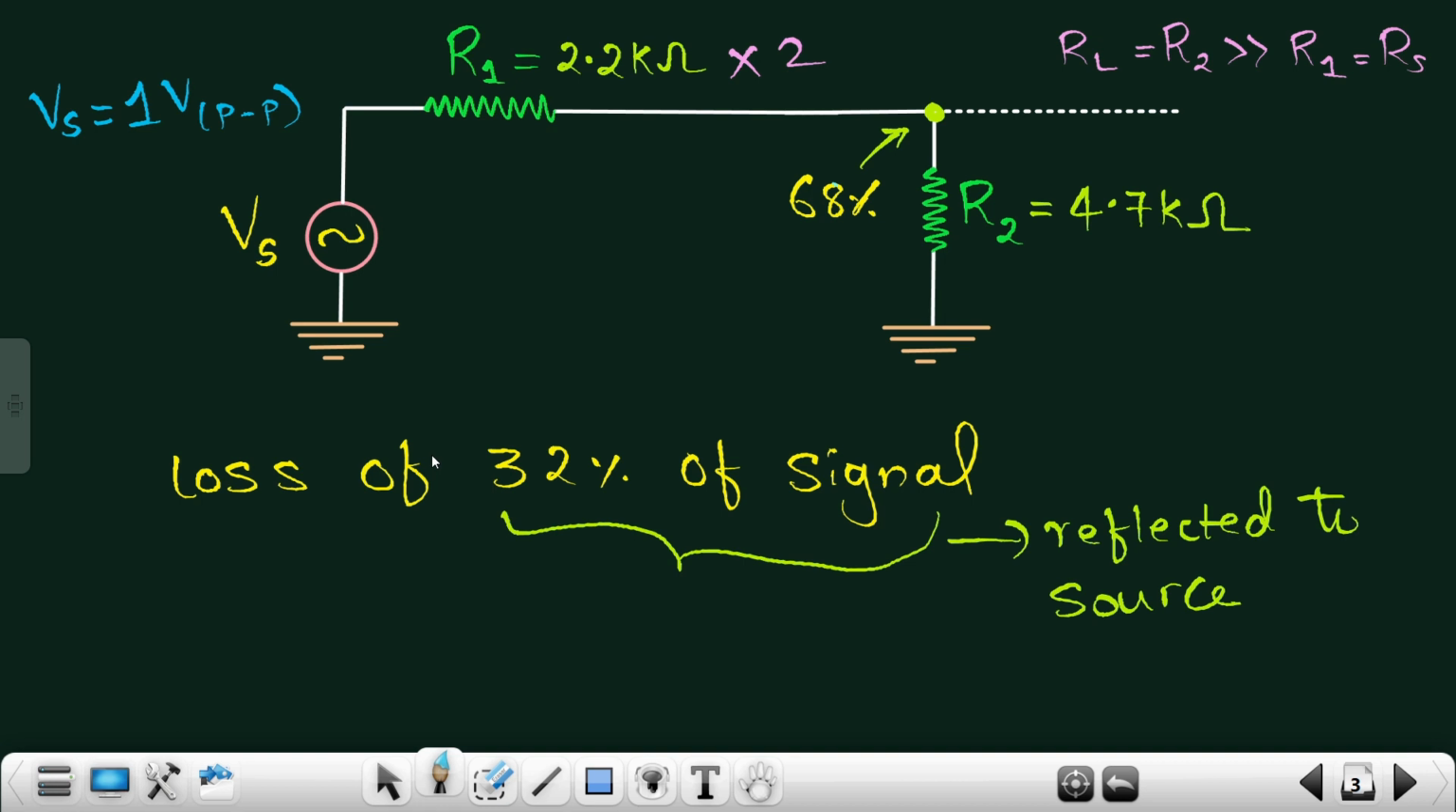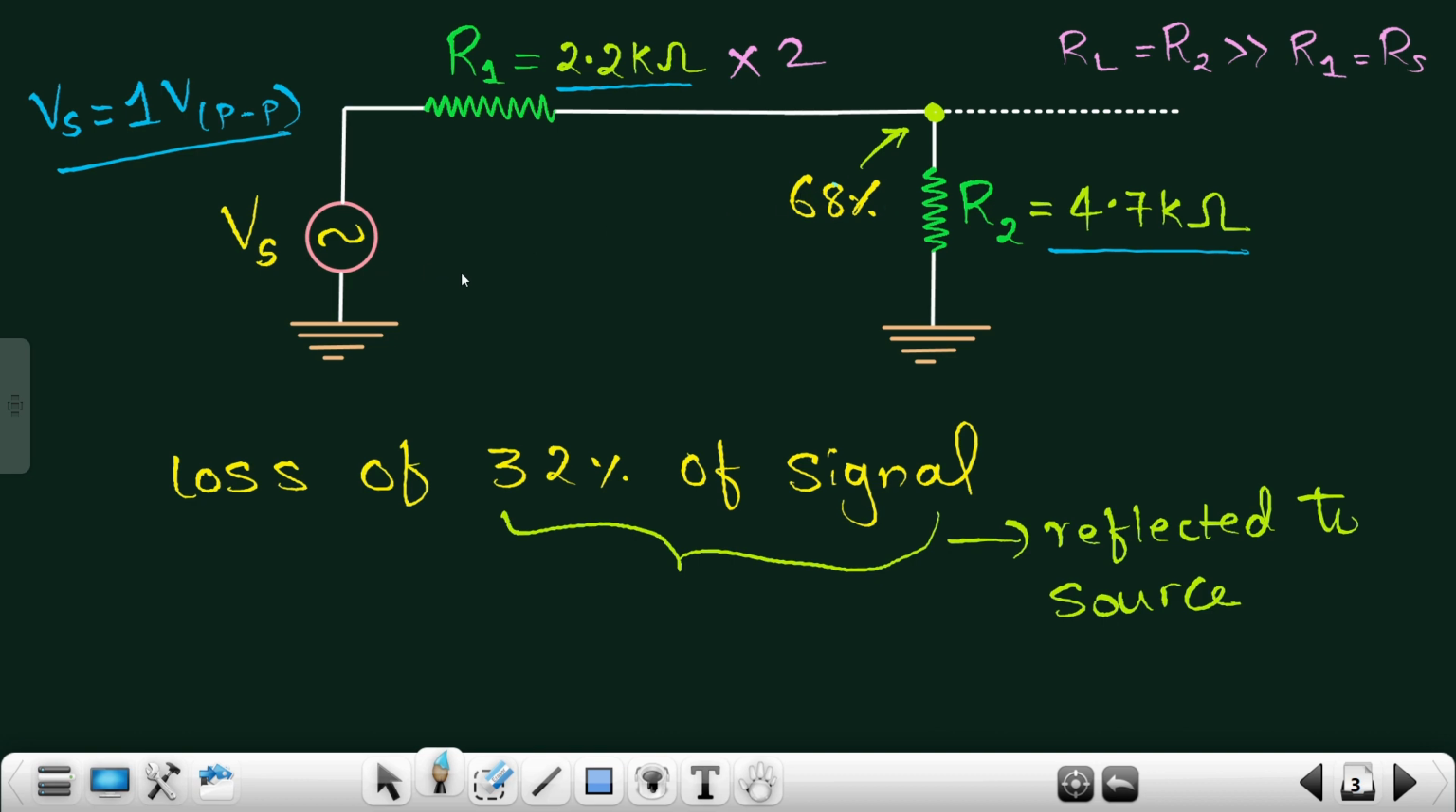But for simplicity, and to make the calculation easier, we'll take random values which are quite easy to calculate. So we'll take the value of Vs as around 1 volt peak to peak. We'll keep R1 as around 2.2k and R2 as around 4.7k, and then we'll check whether the signal we are getting over here is 68% of the original signal or not.